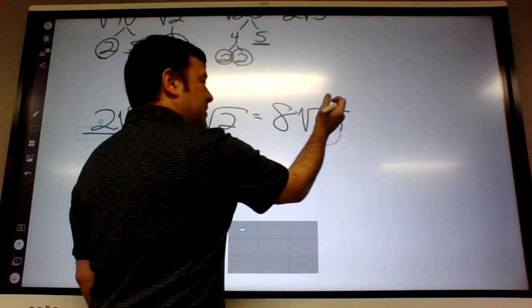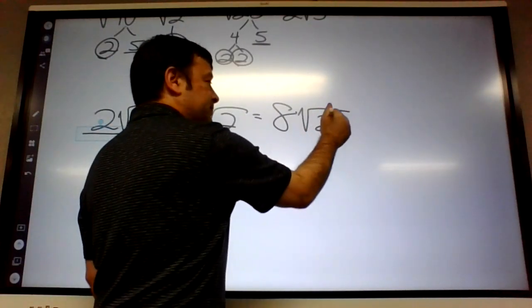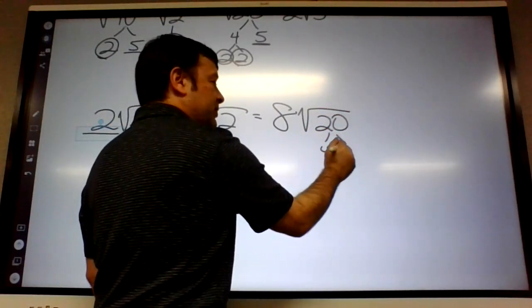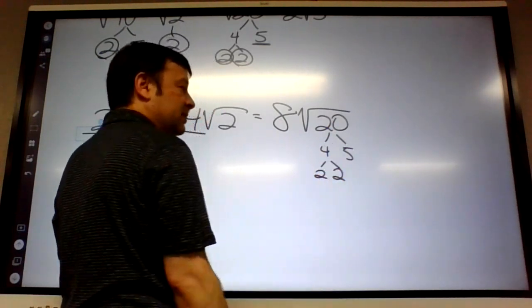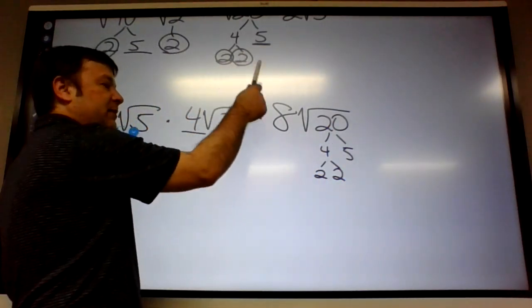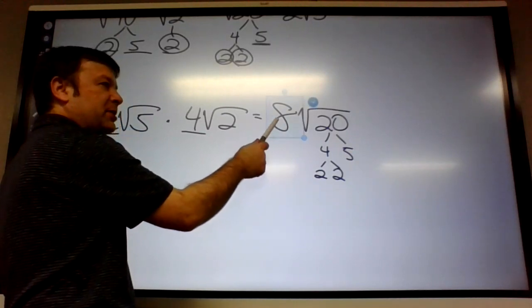Now, let's say this had been 8 square root of 20 instead. Because square root of 20 does simplify to 2 square root of 5, just like before, what am I going to do with this 8 right here?